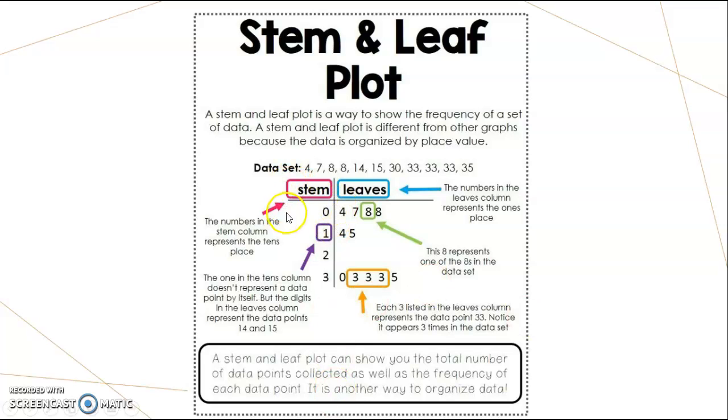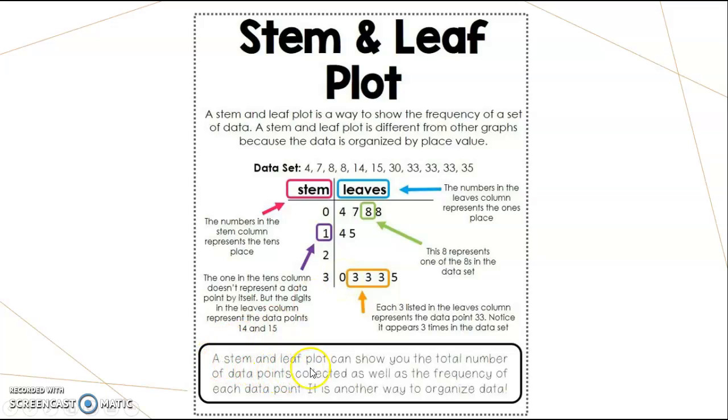So here in the stem column, we have the numbers that represent the tens place. So whatever is in the tens place goes in the stem, and the numbers in the leaves column represent the ones place. So everything in the ones is over here. For example, 30. The 3 is in the tens place, so it would be over here. And the 0 is in the ones place, so it would be over here.